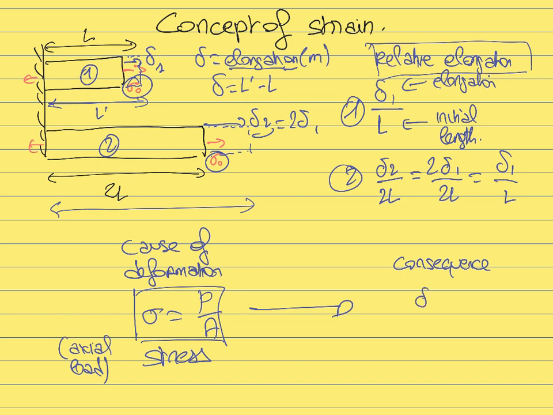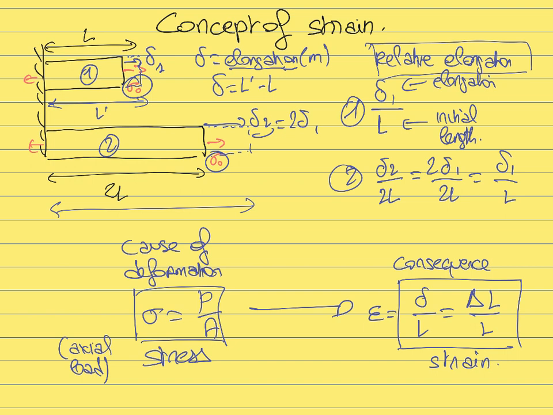So delta divided by L, or the change in length divided by the initial length of the material. This is the relative elongation. This is what we are going to call the strain. In this case, this is going to be the normal strain because it's a normal deformation, and we are going to write it epsilon. Epsilon is going to be the strain, the relative deformation of the material.